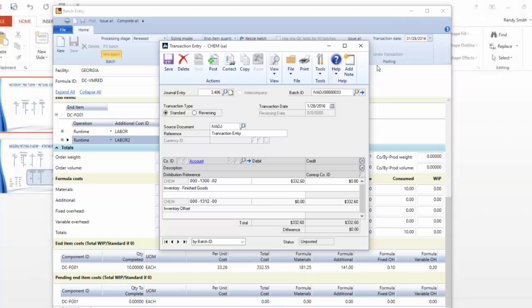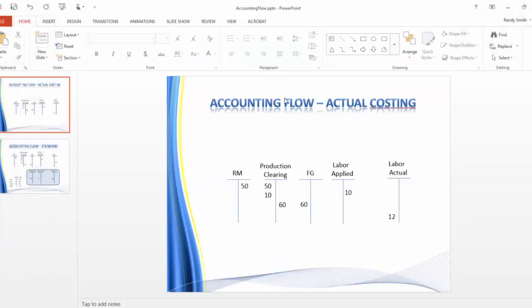That's what we've got to show. I hope this helps. Just remember that if you ever need to go back to the T accounts, we've got raw material usage, application of additional costs, and putting finished good on hand and providing a value for that.